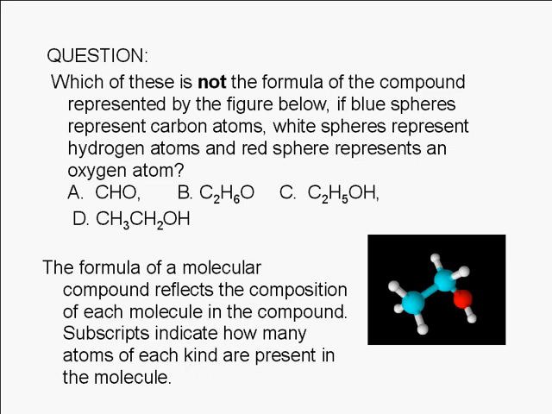The formula of a molecular compound reflects the composition of each molecule in the compound. Subscripts indicate how many atoms of each kind are present in the molecule. The molecule shown in the figure has two blue spheres. Since according to the question, blue spheres represent carbon atoms, we should see carbon written in the formula with a subscript of 2, as in choices B and C, or written twice with no subscript, as in choice D. Remember that a subscript that is not written is implied to be 1.